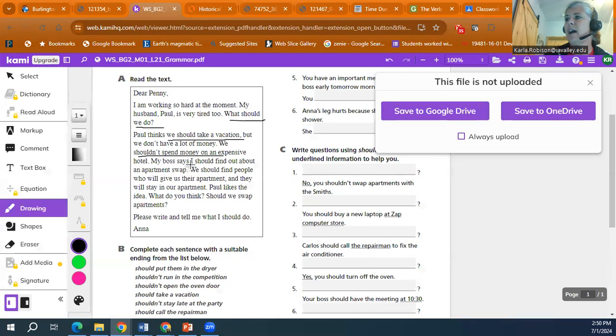My boss says I should find out about an apartment swap. Again, there's your should. Here's your base verb, find. We should find people who will give us their apartment and they will stay in our apartment. Paul likes that idea. What do you think? Should we swap apartments? Again, that's your question. And anytime you're asking a yes or no question, it starts with should.